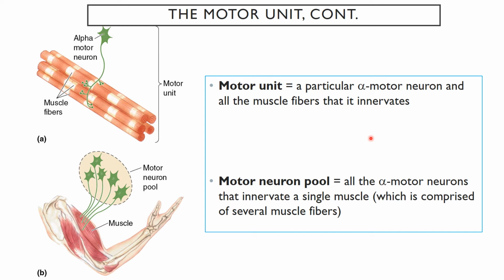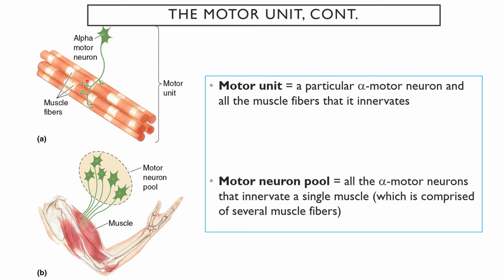A motor unit, this is referring to a particular alpha motor neuron, so one single motor neuron, and all of the muscle fibers that it innervates. So not just a single muscle fiber, it'll be one motor neuron and all of the fibers that it innervates. These motor units aren't usually sufficient to coordinate muscle activity.